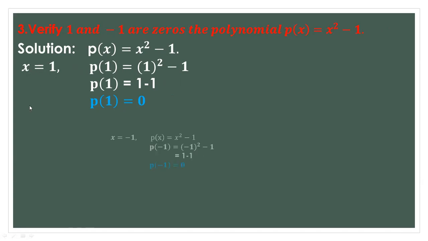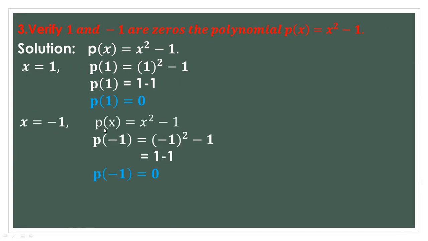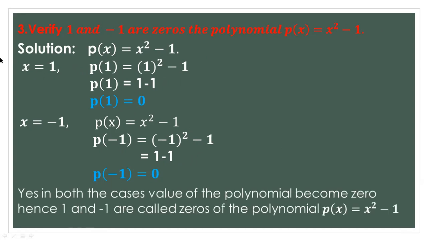Next, you can substitute x is equal to -1. So your polynomial becomes p of -1 is equal to -1 whole square minus 1. We know that -1 whole square means plus 1. Plus 1 minus 1 becomes 0. In both cases, your polynomial becomes 0, when x is equal to 1 and when x is equal to -1. From this, we understand that we can take any value and its negative value is always a zero of the given polynomial x square minus 1.